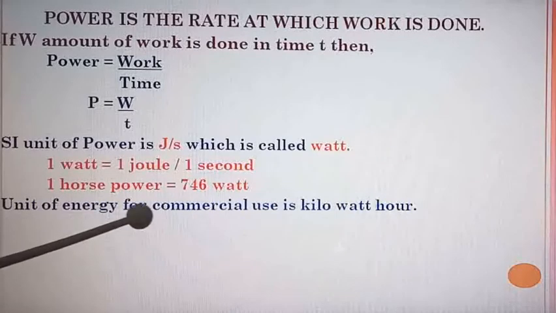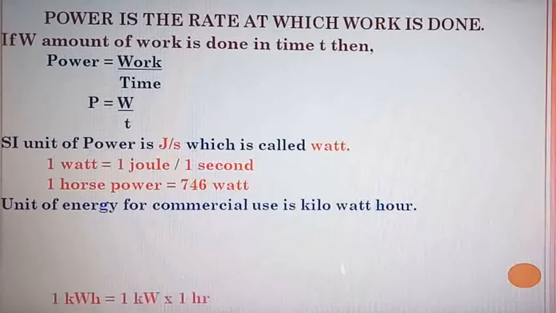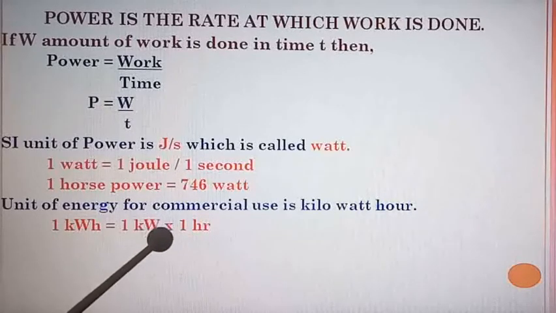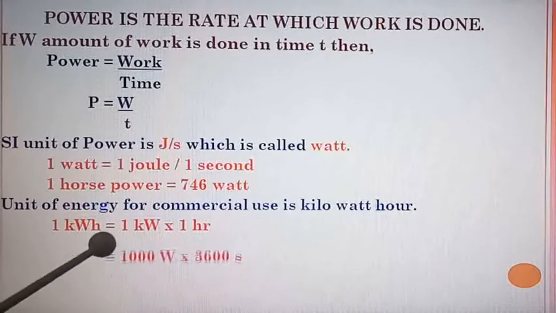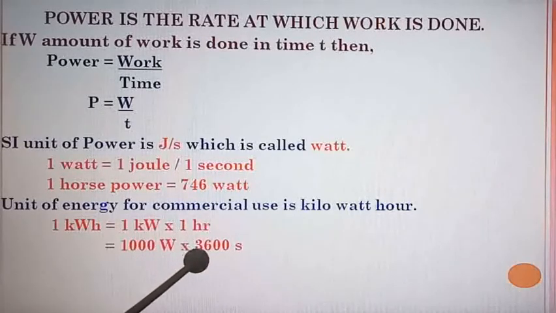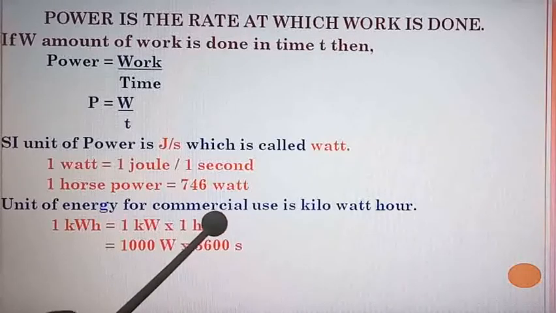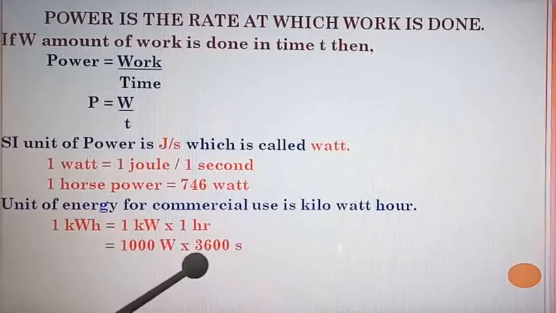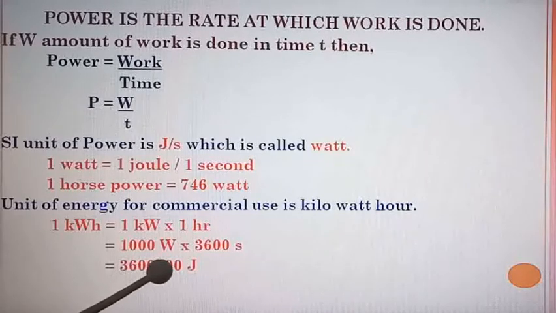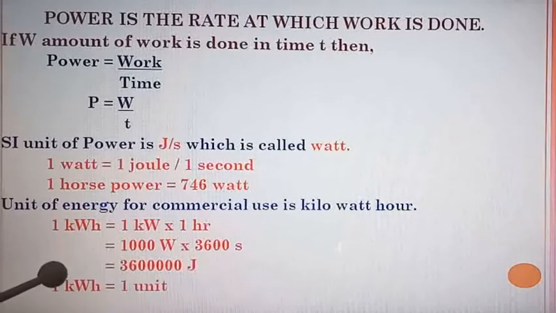The unit of energy for commercial purposes is the kilowatt hour. Means energy calculation for commercial purposes is in kilowatt hour. So what is 1 kilowatt hour? 1 kilowatt multiplied by 1 hour. 1 kilowatt is 1000 watt, multiplied by 1 hour, which is 3600 seconds, since 1 hour is 60 minutes and 1 minute is 60 seconds. So 60 multiplied by 60 is 3600 seconds. So it is 36 lakh joules, and 1 kilowatt hour is nothing but 1 unit.